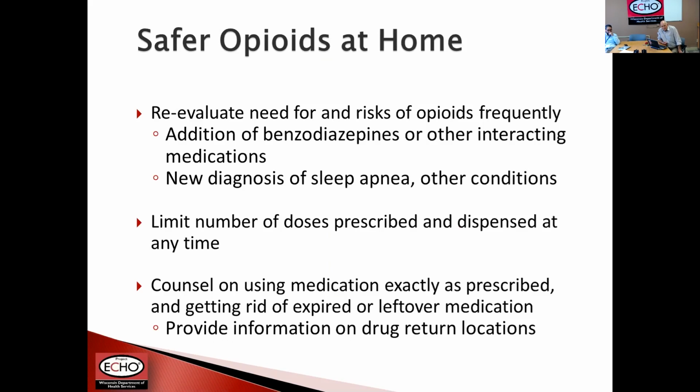Safer opioids at home, of course, my focus is going to be limiting the number of doses prescribed, taking it exactly as prescribed, getting rid of expired or leftover medication, and providing information on drug return locations. That might be one of the other didactics that we have down the road, updating on where and how to return medications or get them out of the supply chain.